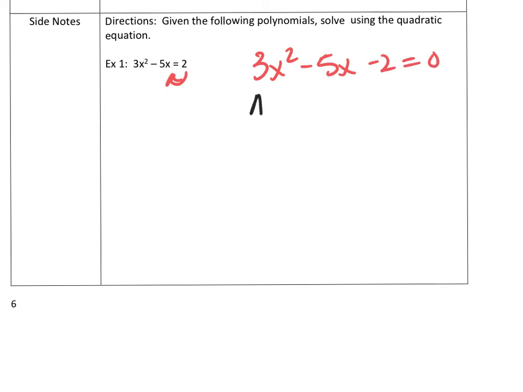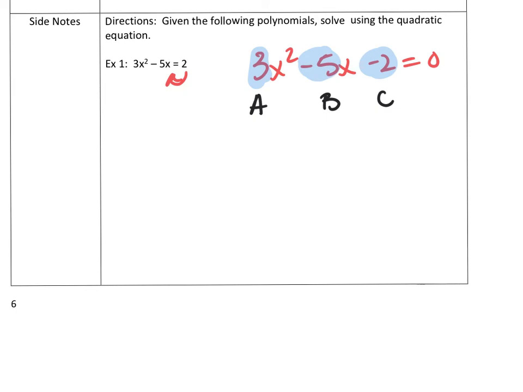Identifying my A, B, and C values. I'll highlight those so you can see it. A is 3, B is -5, and C is -2. Remember, a lot of people think it includes those x's. It does not. It's only the coefficients or constants that we're going to plug in.